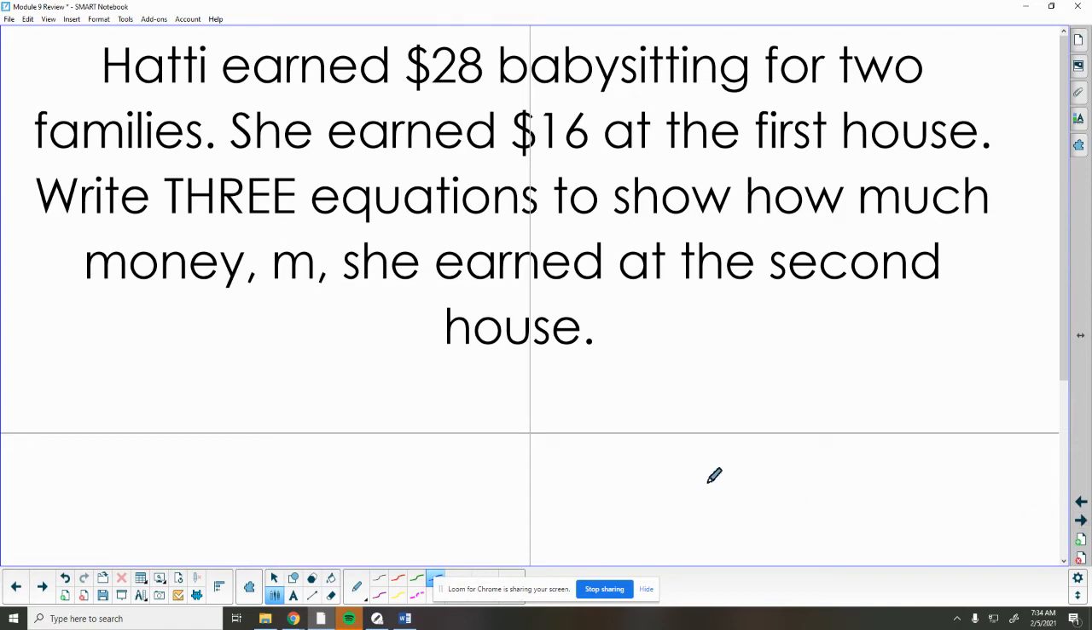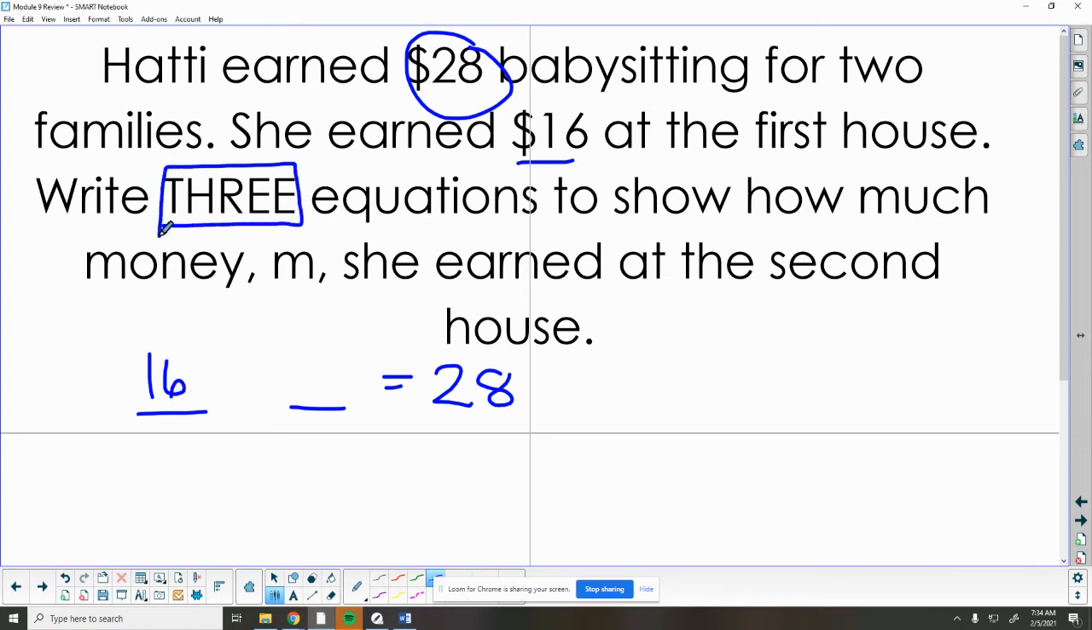Here we have that Hattie earned $28 babysitting for 2 families. So she did family 1, family 2. She's earning a total of $28. This is her total here. She earned $16 at the first house. I'm going to plug that into house 1. I want to write 3 separate equations, 3 equivalent equations, to show how much money M she earned at the second house. So we are looking for this M here.